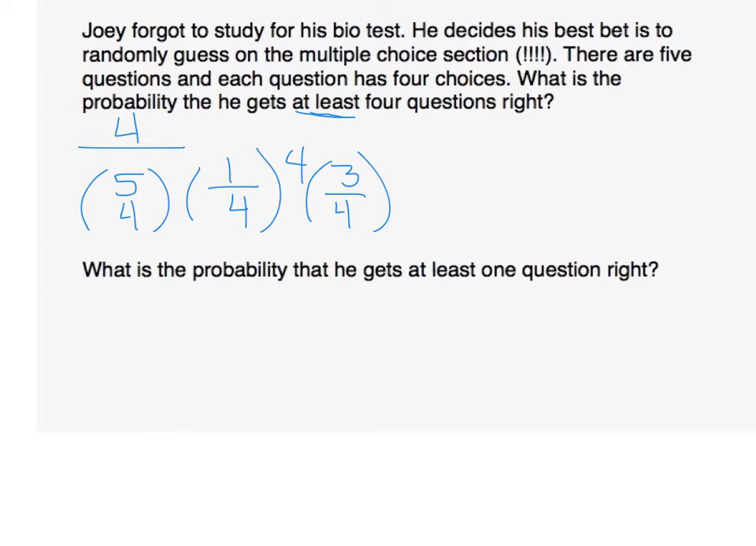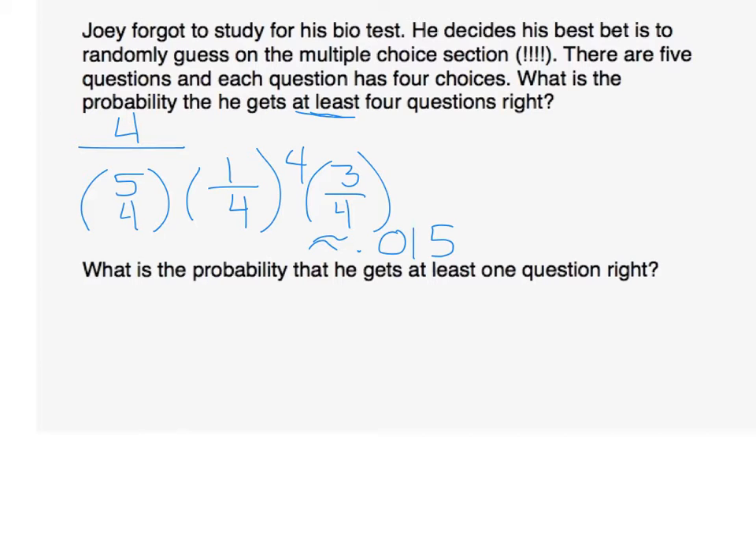All right, if we do that, we get about 0.015. So basically he only has about a 1.5% chance of getting 4 of them right because he's randomly guessing.